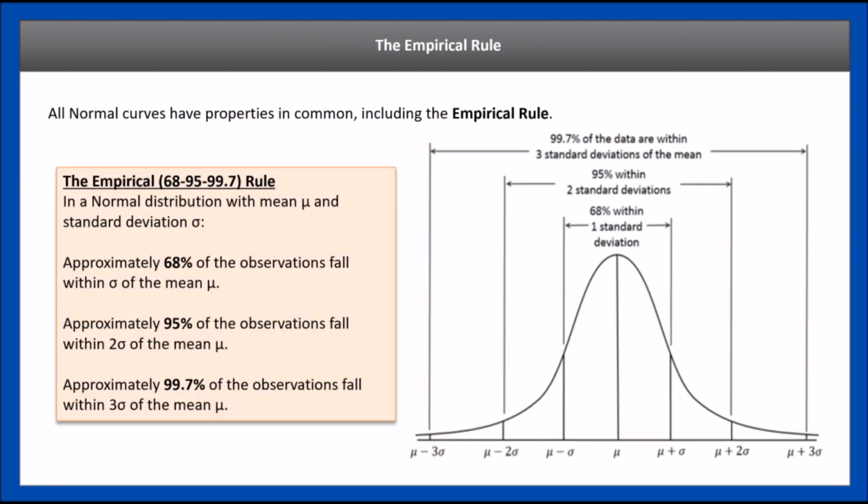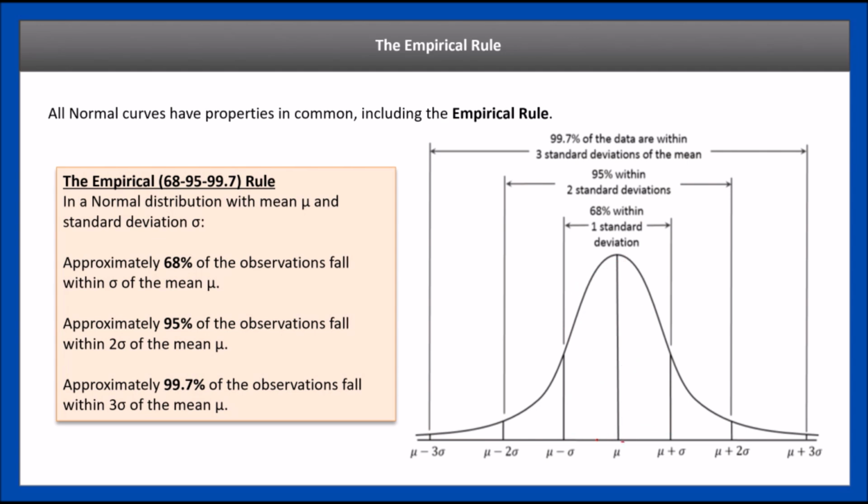So let's look at more normal distribution characteristics. All normal curves have this property in common, which is the empirical rule, also known as the 68, 95, 99.7 rule, for obvious reasons. The description says that if you have any normal curve, and you go out from the center, which is the mean, one standard deviation to the left and one standard deviation to the right, you're going to cover 68% of the curve. So 68% of the curve is within one standard deviation.